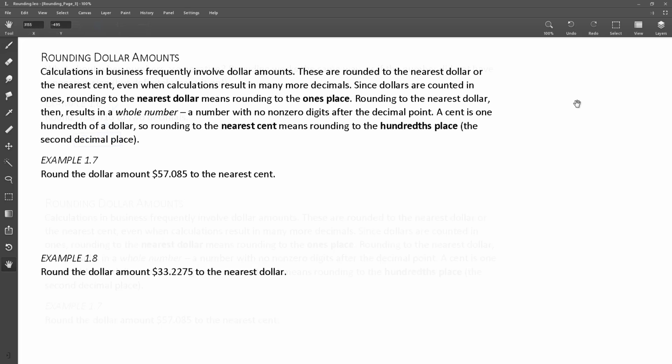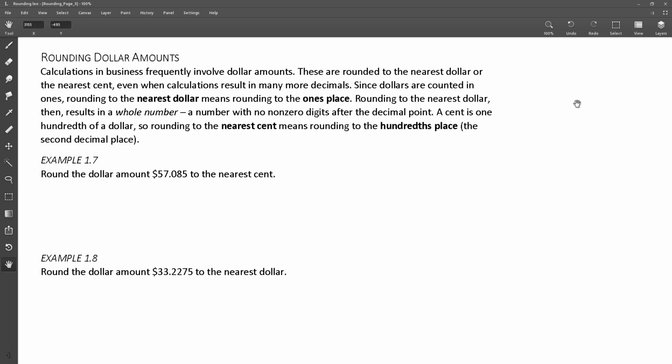The final rounding matter that often comes up in business contexts is rounding dollar amounts or other currency amounts, because a lot of times the calculations you're doing in business involve dollar amounts. These are going to be rounded usually to the nearest dollar or the nearest cent, even when the calculations result in many more decimals. Now, they could be rounded to the nearest 1,000 or the nearest million. You could certainly do that with dollars. But the things we are going to concentrate on here is when you are asked to round to the nearest dollar or the nearest cent.